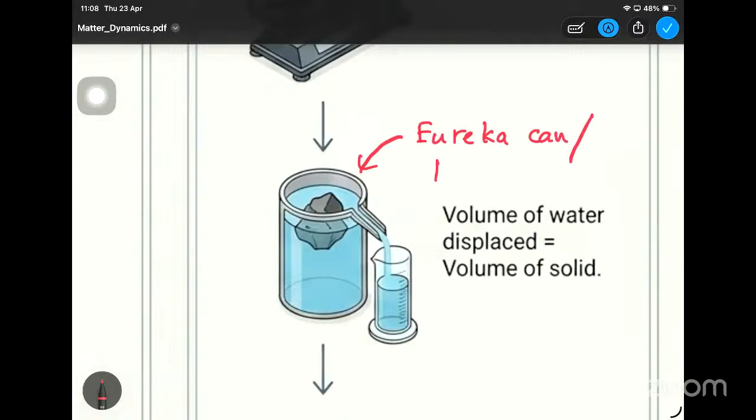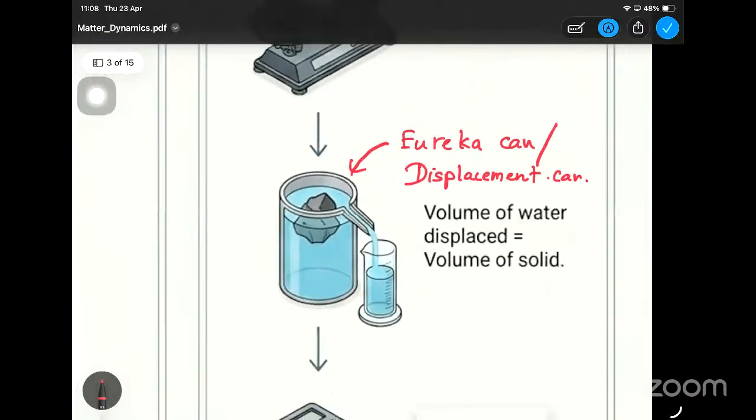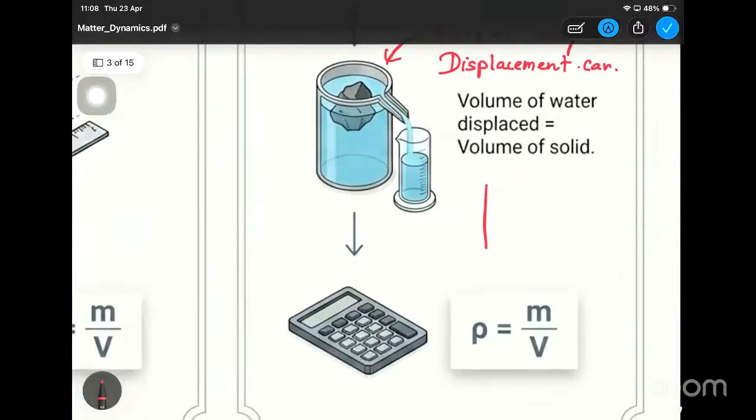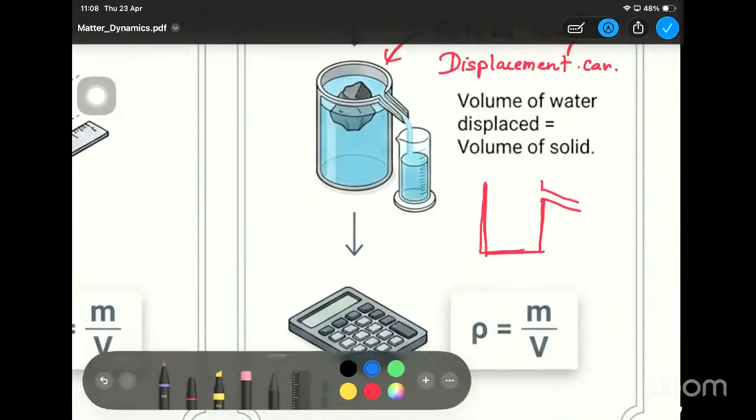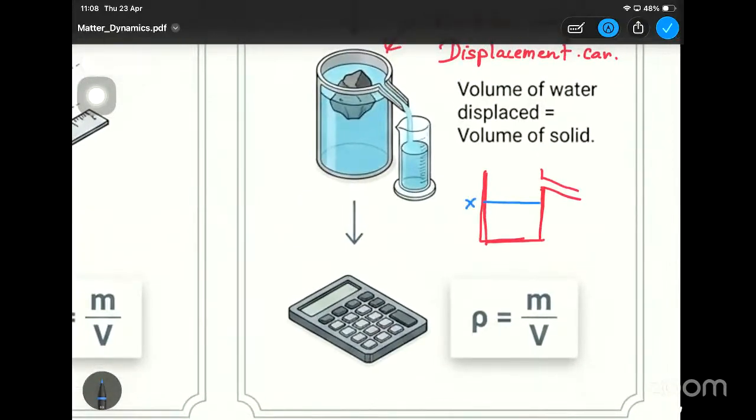This is the Eureka can, or the displacement can, right? In this displacement can, remember the water level must be up to the spilling point. Those are some important points that I'm emphasizing. This is the cross-sectional diagram of the can. Remember, if you use the water at this level, it is wrong, because we cannot guarantee whether the water will spill or not. Therefore, the correct method is to fill the water up to this level.